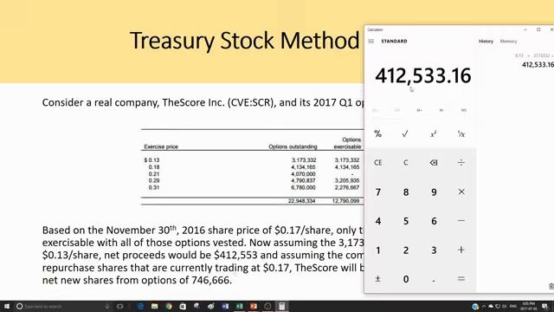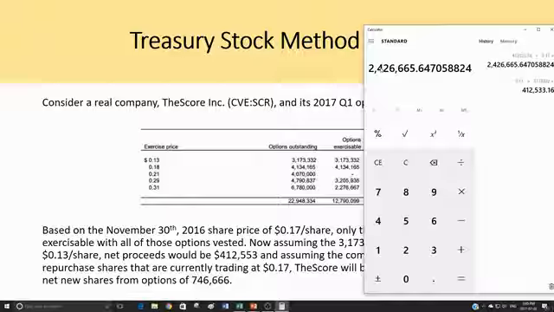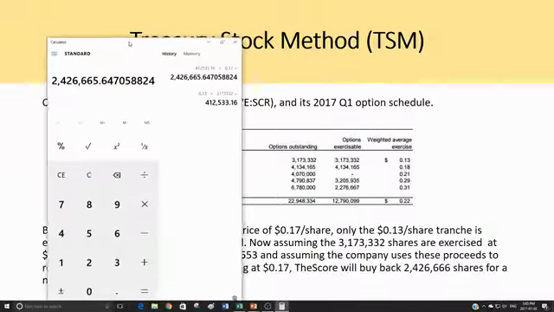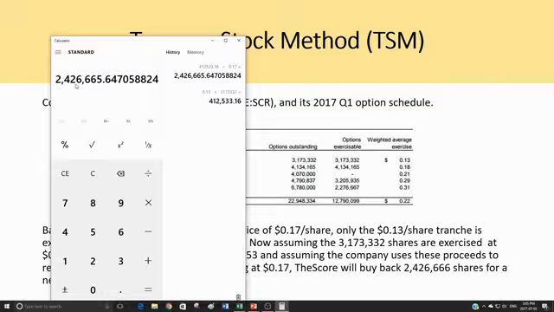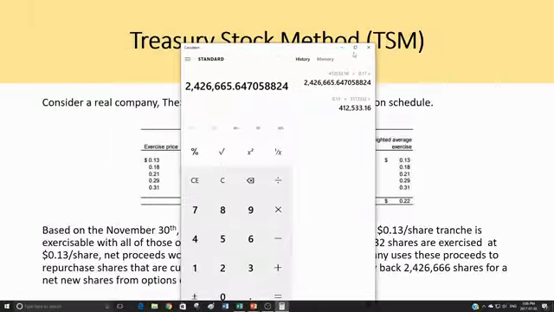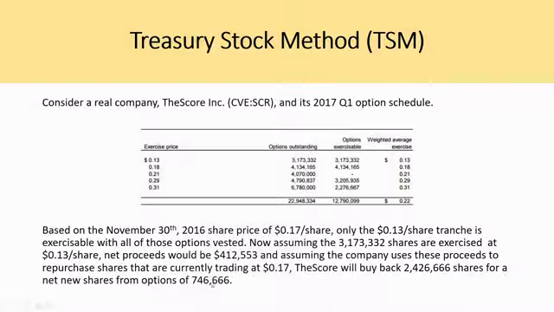Okay. Now we're dividing that by the existing share price of 17 cents a share. So we divide it by 0.17 to give us the buyback, the amount of shares that have been bought back, that have been reduced from that issuance of 2,426,666 shares. So the company will buy back that amount of shares. The difference between those two is essentially this number, and this is the net new shares that are issued considering the treasury stock method. Okay? That's pretty much it.